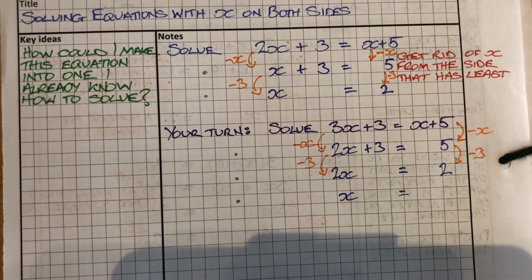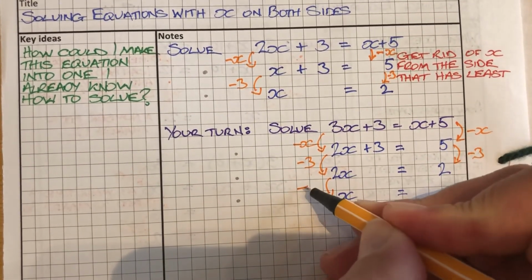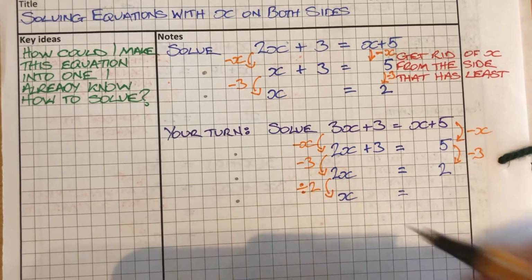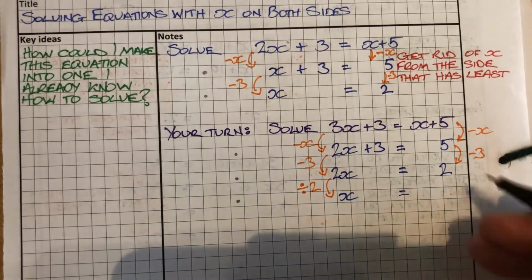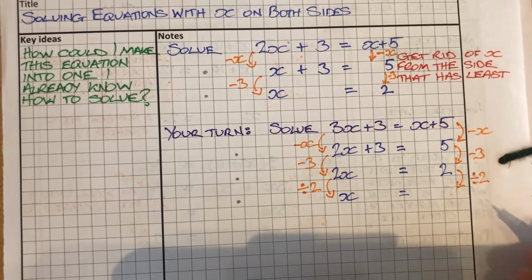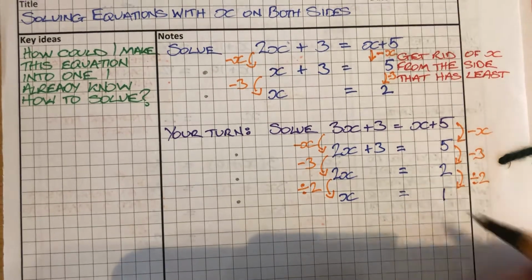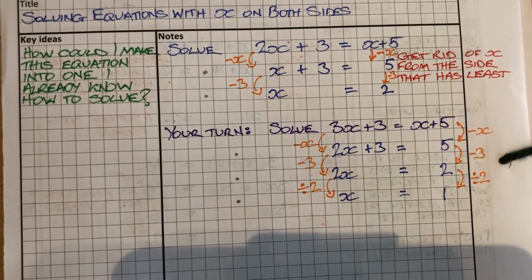How do I get rid of times by 2? I do the inverse of times by 2. I divide by 2. If I divide by 2 on one side, I divide by 2 on the other side. And that leaves me with 1.